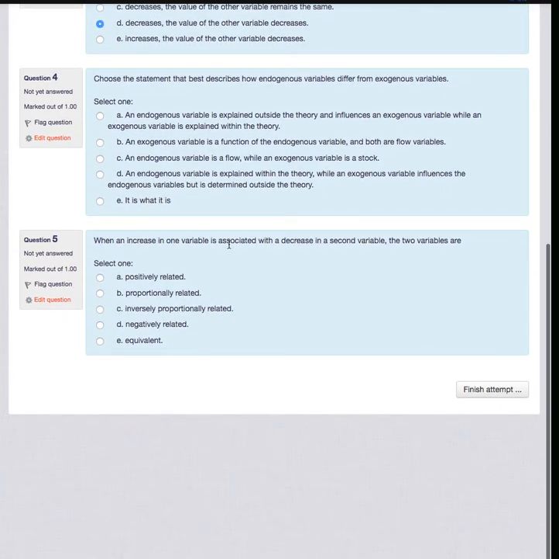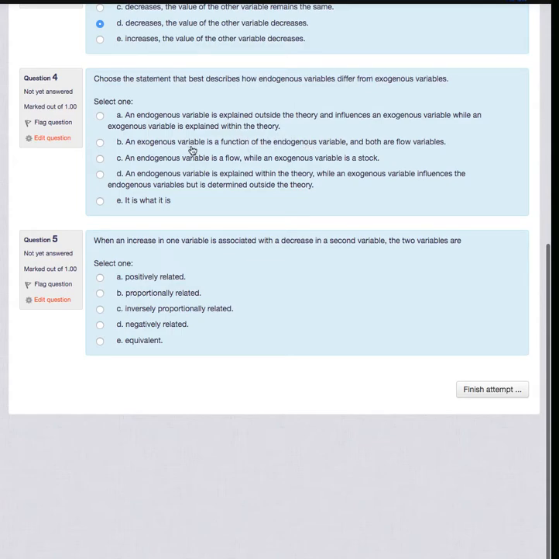Choose a statement that best describes how endogenous variables differ from exogenous variables. Well, it's what I started explaining, but I wanted to leave some of it here. So an endogenous variable is explained outside the theory and influences an exogenous variable, while an exogenous variable is explained within the theory. No, exogenous is found outside and endogenous is explained within. So it would be the opposite of this. An exogenous variable is a function of the endogenous. No, once again, exogenous is this independent variable that we take as given.